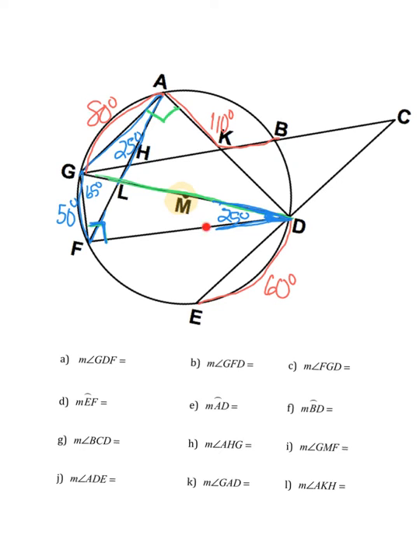Measurement of angle GDF is 25 degrees. So this is 25 degrees. Next, measurement of GFD is an inscribed angle that is 90 degrees. That makes this one equal to 90 degrees. Next is measurement of FGD. That is just 90 degrees minus 25 degrees. That makes it 65 degrees.